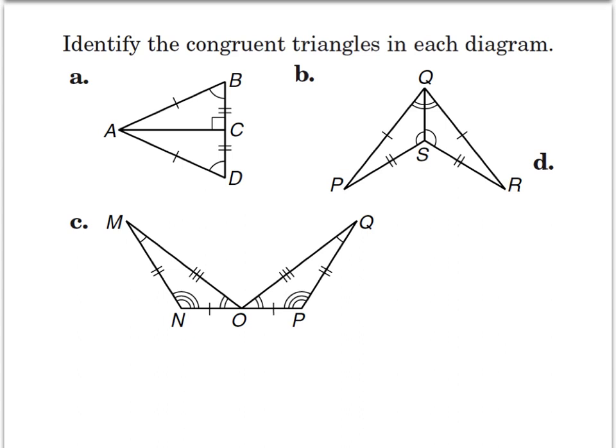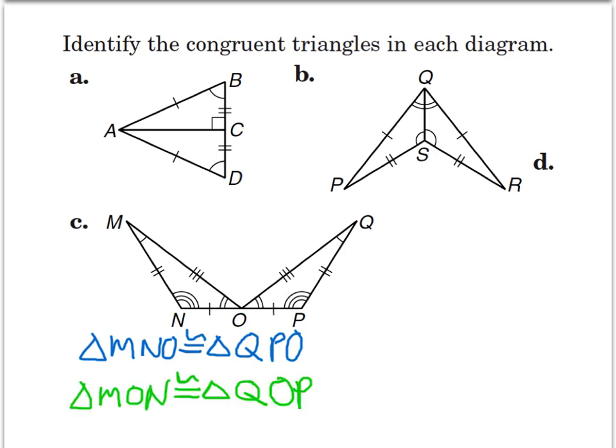Take a minute and try this next example on your own. Here's one possibility. MNO is congruent to QPO. There are other possibilities as well. That's another possibility. Can you think of another possibility? Let's take a look at another example.